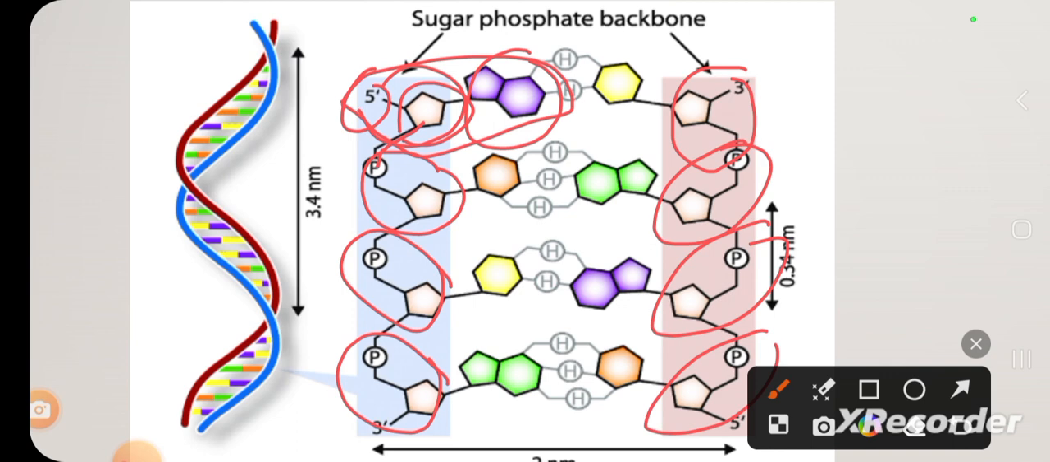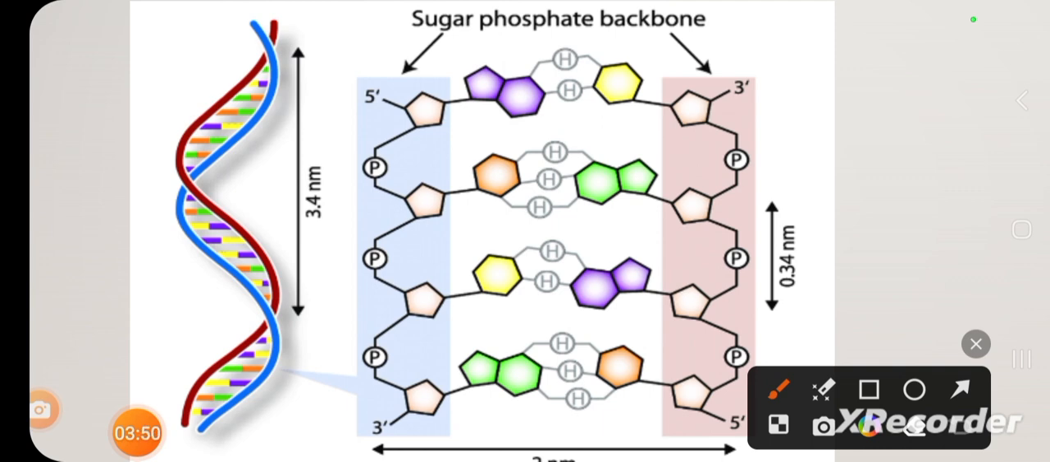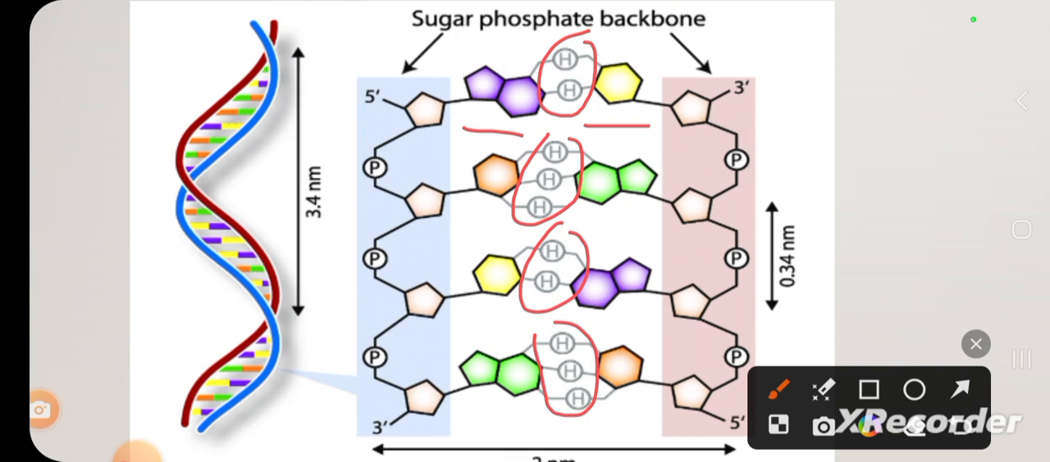Got it? Now, the third component of the nucleotide is the nitrogenous bases. I have already told you that there are two types of nitrogenous bases in DNA. One type is purine and the other type is pyrimidine. Always a purine will link up with a pyrimidine to form hydrogen bonding between them. So the two strands are linked with each other through hydrogen bonding between the nitrogenous bases. In this way, a double-stranded molecule of DNA will be formed.